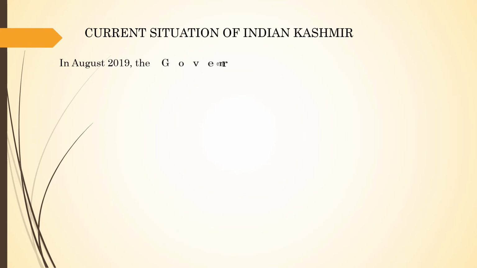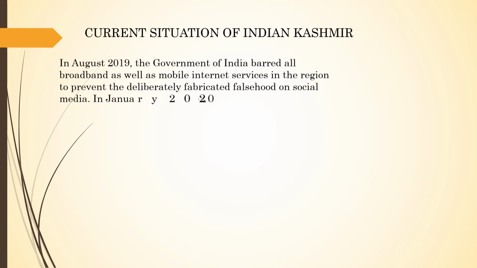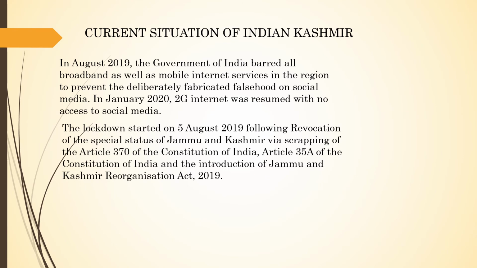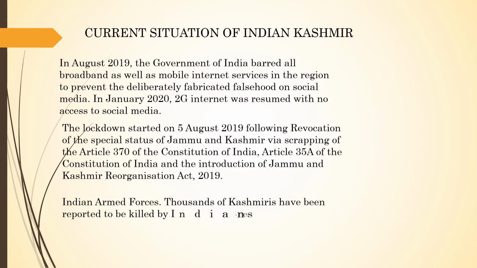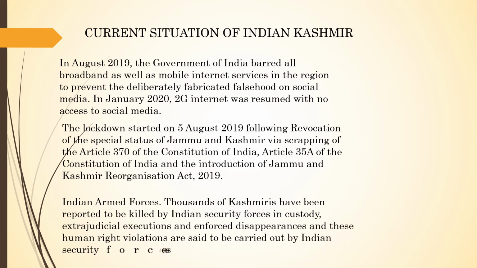Current situation of Indian Kashmir. In August 2019, the government of India barred all broadband as well as mobile internet services in the region to prevent deliberately fabricated falsehood on social media. In January 2020, 2G internet was resumed with no access to social media. The lockdown started on 5 August 2019 following revocation of the special status of Jammu and Kashmir via scrapping of Article 370 of the Constitution of India, Article 35A of the Constitution of India, and the introduction of the Jammu and Kashmir Reorganization Act 2019. Thousands of Kashmiris have been reported to be killed by Indian security forces in custody.